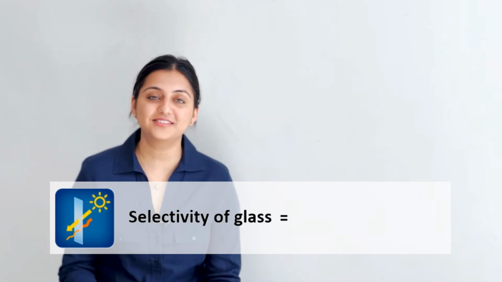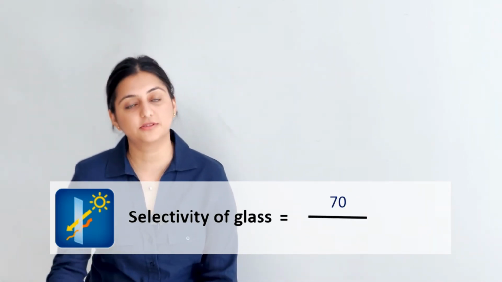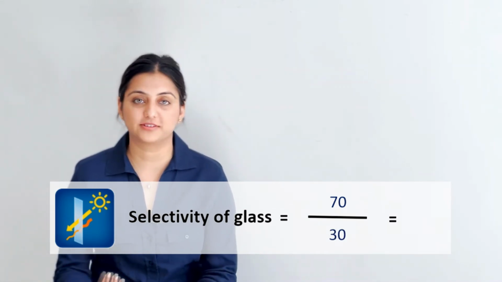Now I have another glass which has the same light transmission as the first glass, which is 70%. However, in this case, the solar factor of the glass is 30%, which means it allows only 30% of the heat from the sun to come inside. So again, using the same formula, the selectivity of this glass becomes the ratio of the light transmission, which is 70%, to the solar factor, which is 30%.